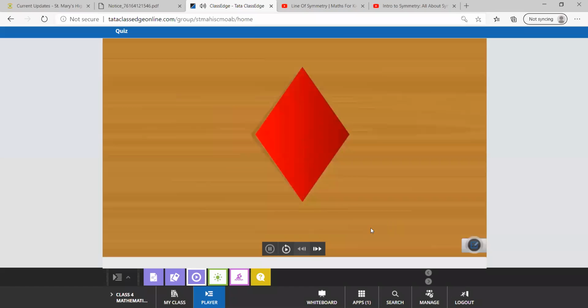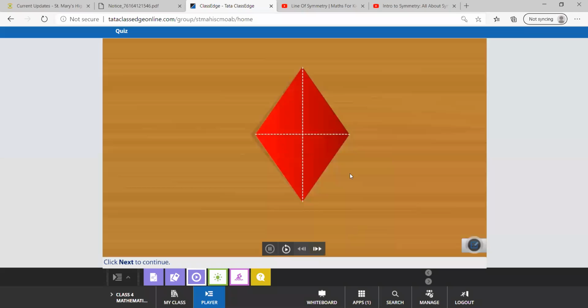Now, let's try to fold the shape along this dotted line. Click the Fold button once again. Hey! The figure divides into two identical parts when folded along this line too. So, this line is also an axis of symmetry for this shape. That means symmetrical figures may have more than one axis of symmetry. So that is what we are going to learn today, symmetrical and asymmetrical figures.